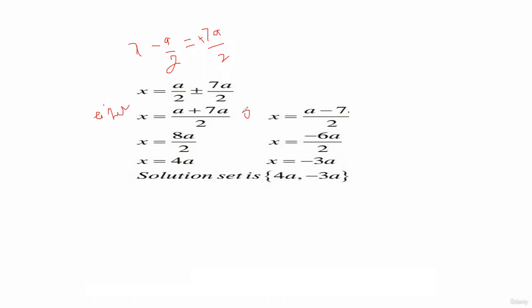Because 2 is the same denominator, x is equal to a plus 7a upon 2, or x is equal to a minus 7a upon 2. This is your a. Minus 6a upon 2, you have minus 3a, and the other adds up to 8a divided by 2, which is 4a. So this is the solution. This is the way, when there is a possibility of subtraction or addition, you find the two solutions, either or.